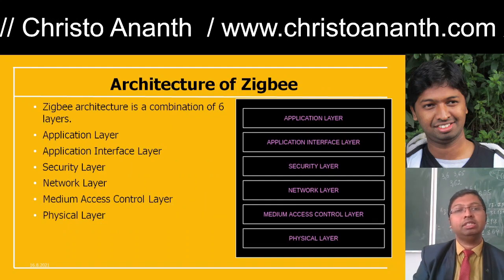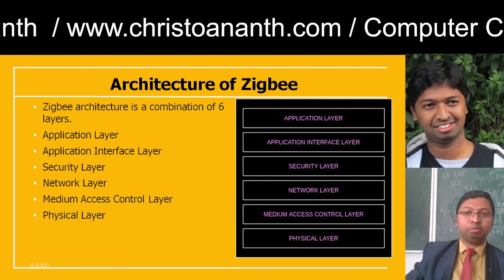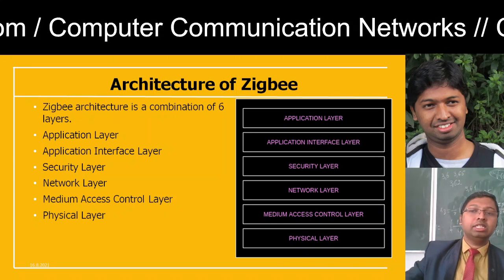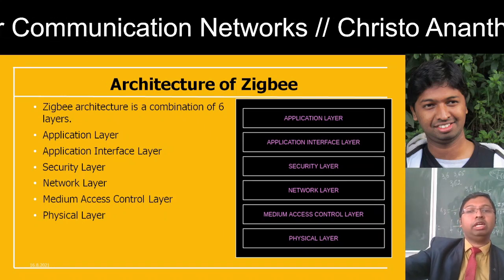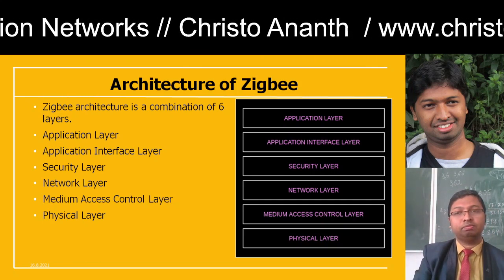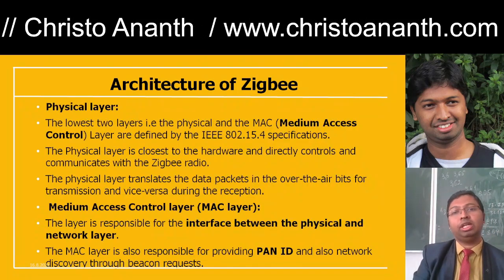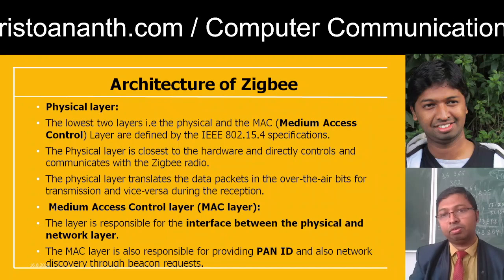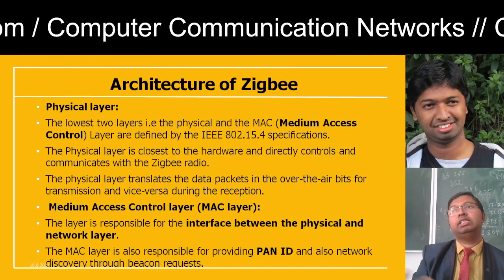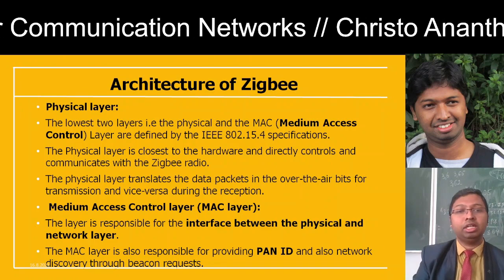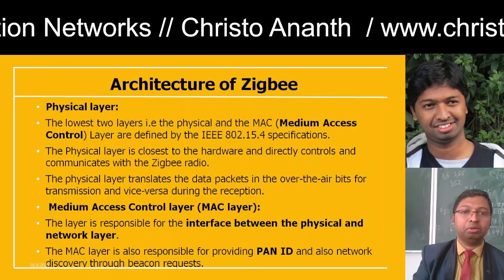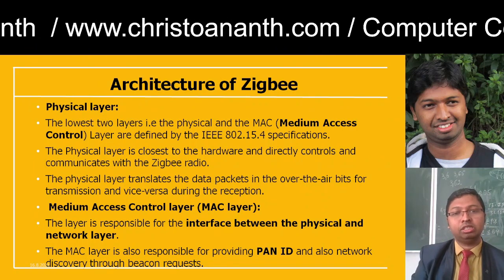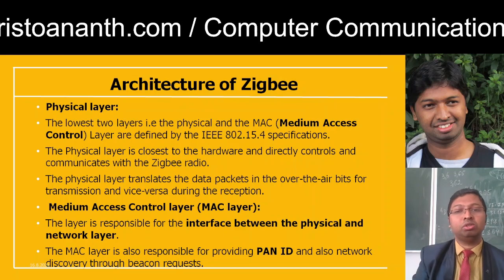So these are the layers. From the bottom, we have the physical layer, the MAC layer or medium access control layer, the network layer, the security layer, the application interface layer, and finally the application layer. The physical layer is the lower layer, and the medium access control layer is defined by the IEEE 802.15.4 specification. The physical layer is close to the hardware, controlling and communicating with the Zigbee radio. It translates the data packet into over the air bits for transmission, and vice versa during reception.